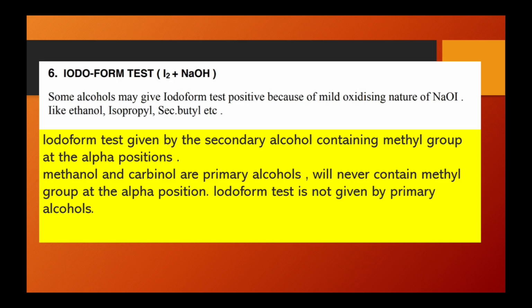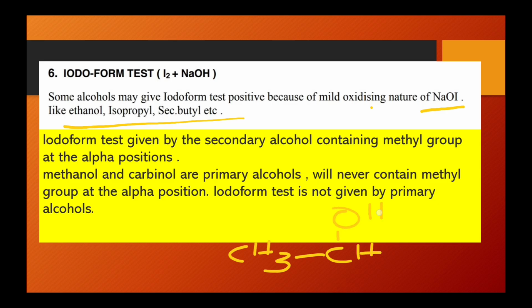The next very important test is the iodoform test. Some alcohols may give a positive iodoform test because of the mild oxidizing nature of NaOI, like ethyl alcohol, isopropyl alcohol and secondary butyl alcohol. So mainly this iodoform test is given by alcohols which have the CH3CHOH group.